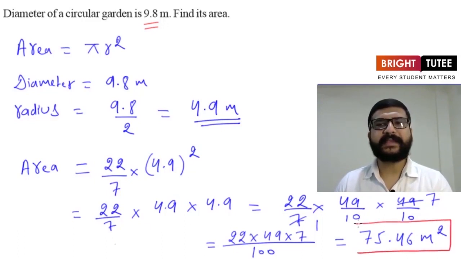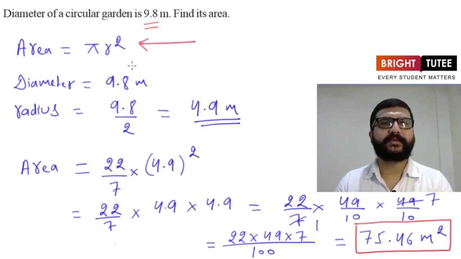So for finding area, we will always use this formula pi r square, where r is the radius and pi is 22/7 or 3.14. Now let's see the next question.